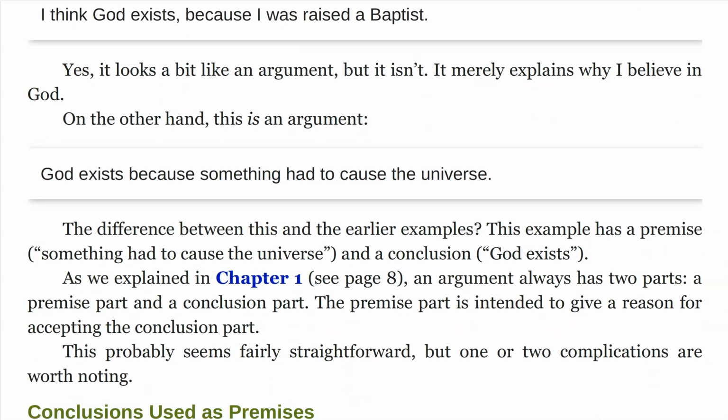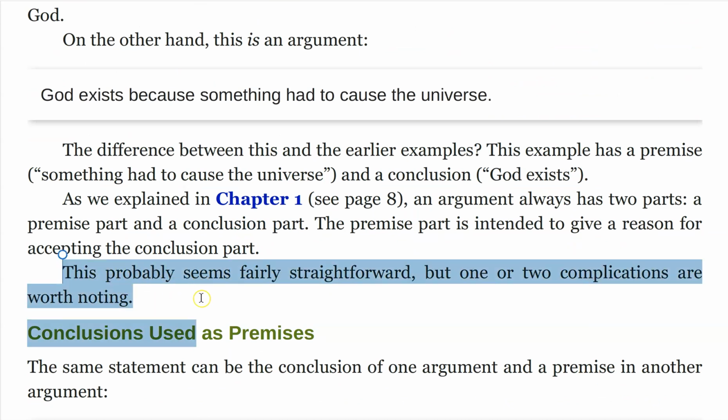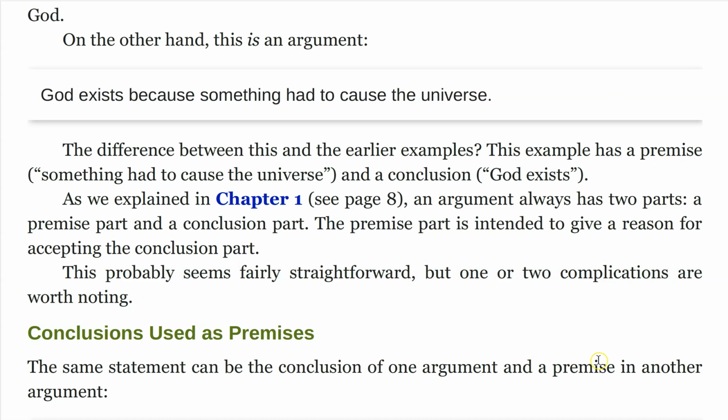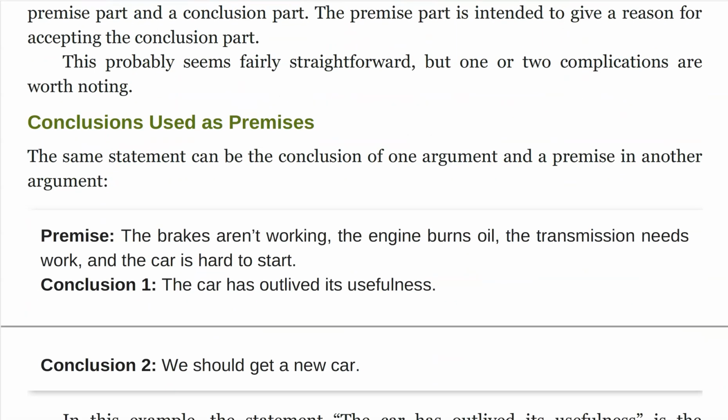Okay, so the textbook is going to say this probably seems fairly straightforward. It's okay if it doesn't to you yet, but one or two complications are worth noting. So, conclusions used as premises. A couple of you have asked me about this already, and I think I told you we'll get to that soon. The same argument can be the conclusion of one argument and a premise in another argument.